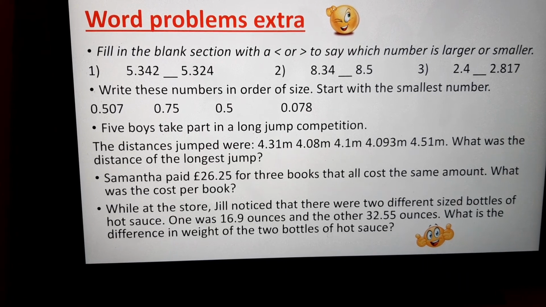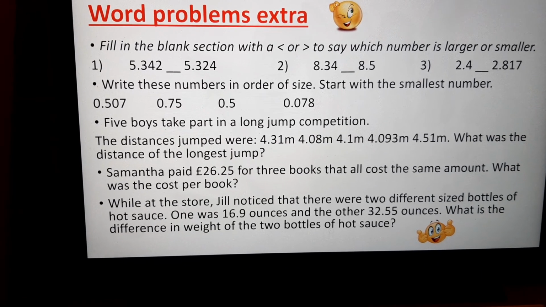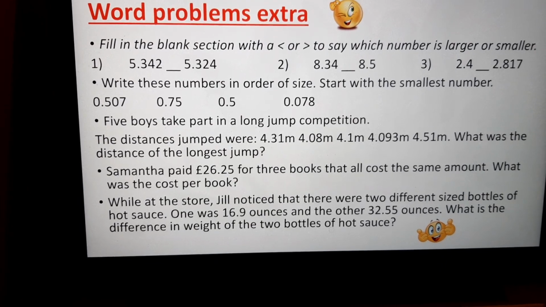Okay. By the way, you guys are getting very, very good at these word problems. I'm very, very proud of you. So keep up the good work and well done.